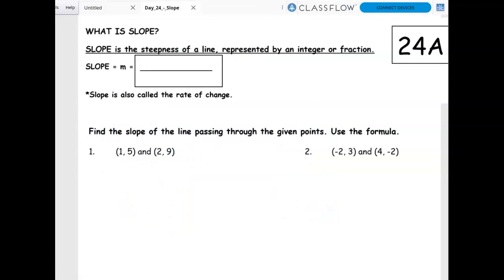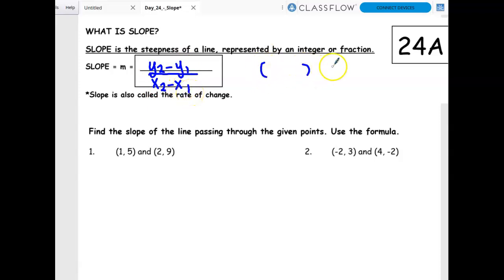Today is day 24, and we are going to talk about slope. Slope is the steepness of a line, and it is usually represented by an integer or a fraction. The formula for slope that we use is m equals y2 minus y1 divided by x2 minus x1. What do we mean by that?